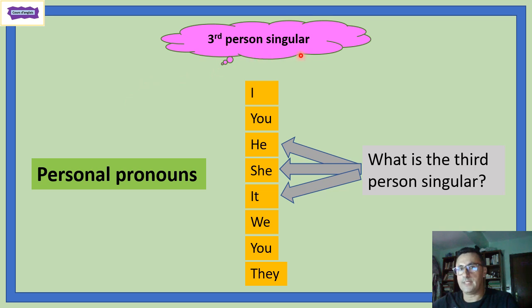Third person singular. La troisième personne singulière. Comme vous voyez là, ce sont des pronoms personnels. On a personal pronouns. Les voilà. I, you, he, she, it, we, you, they. Alors, what is the third person singular? C'est où la troisième personne singulière? Voilà, c'est he, ou bien she, ou bien it. These are the third person singular.